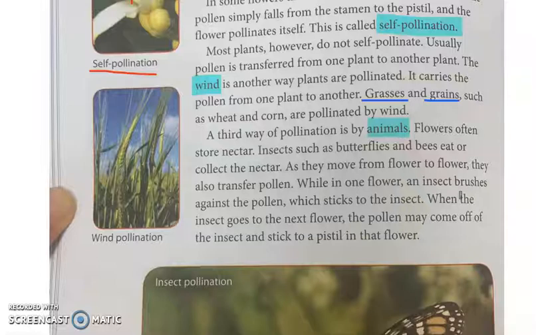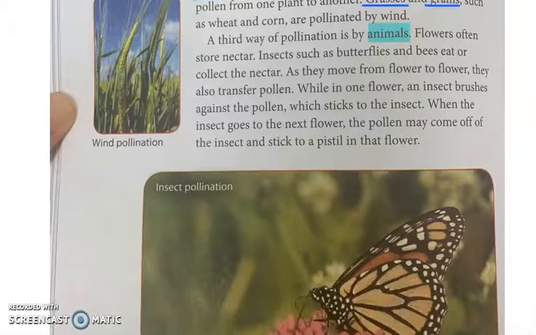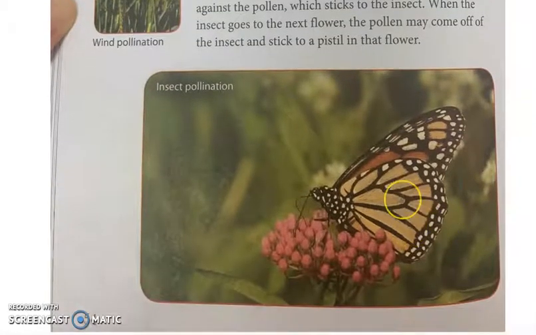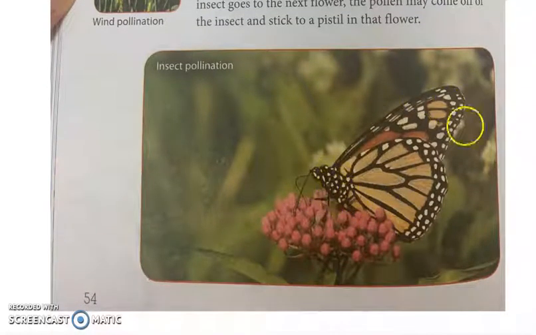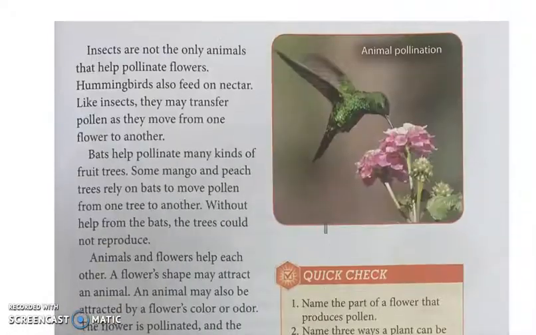While in one flower, an insect brushes against the pollen, which sticks to the insect. When the insect goes to the next flower, the pollen may come off of the insect and stick to the pistil in that flower. So this is a little too complicated to picture. So I'm going to later show you a video. And this is one example. So the butterfly is sitting on the flower to gather the nectar. So let's go to the next, the final page.